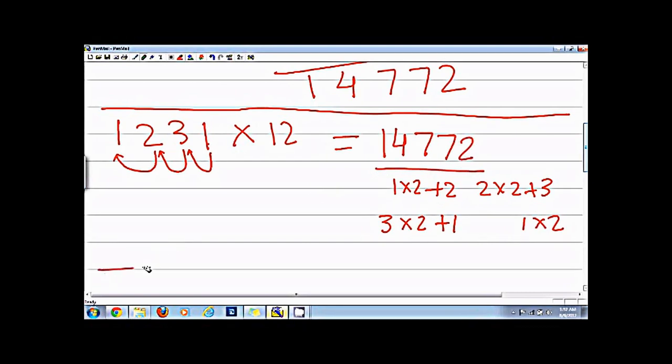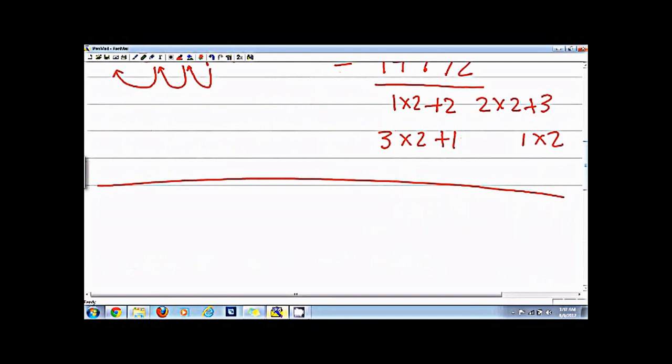So let's take another example. If I have to multiply 1212 by 12. So in this case let's do it again. So first I will write 1 here because the first digit is 1.